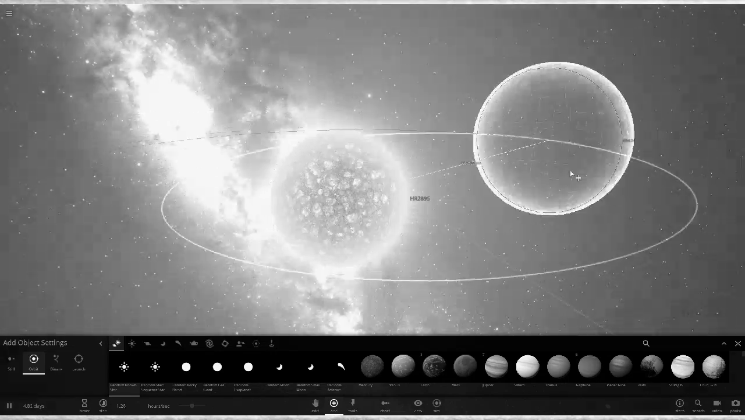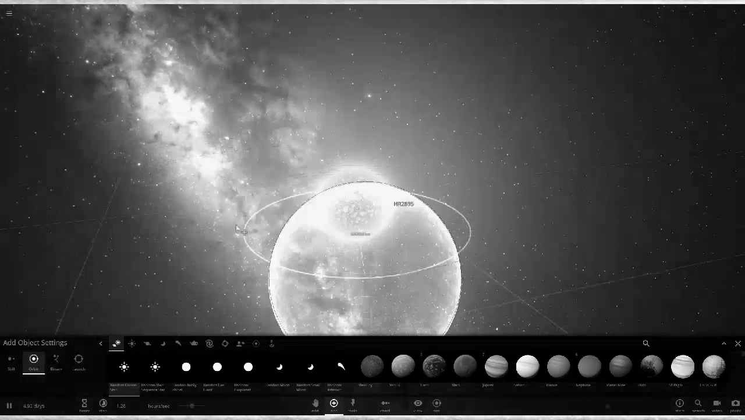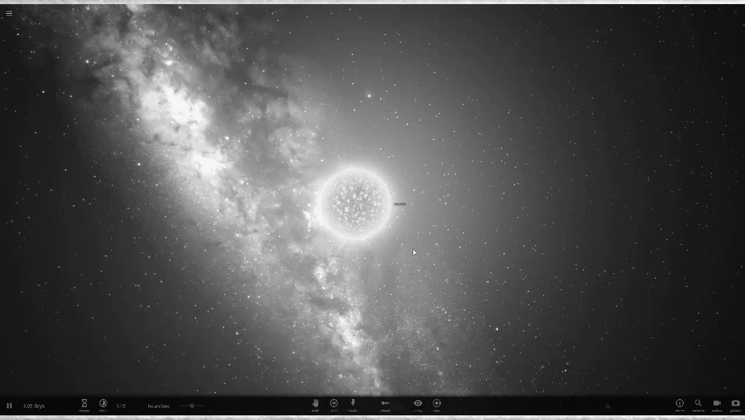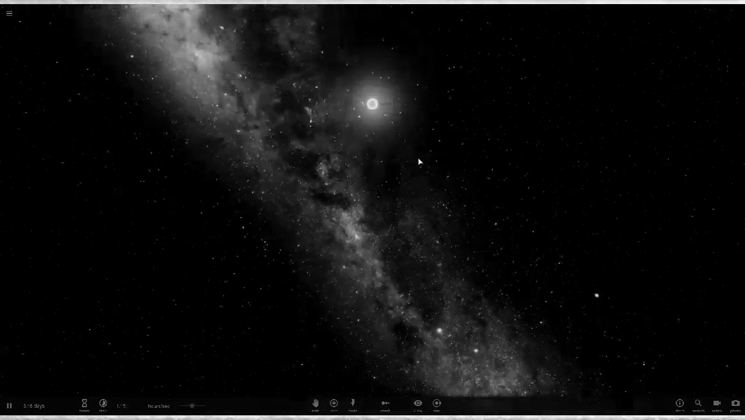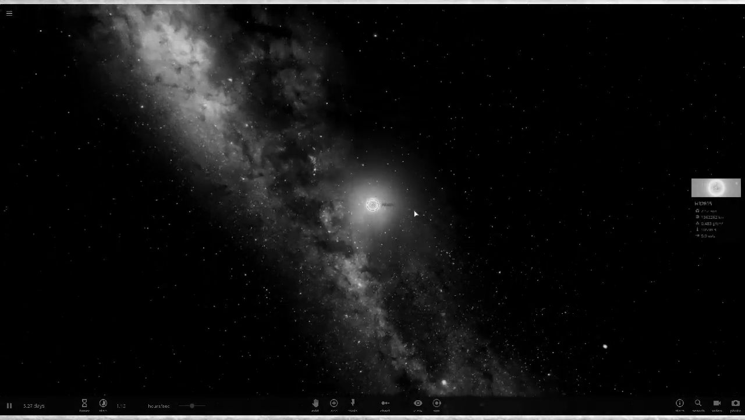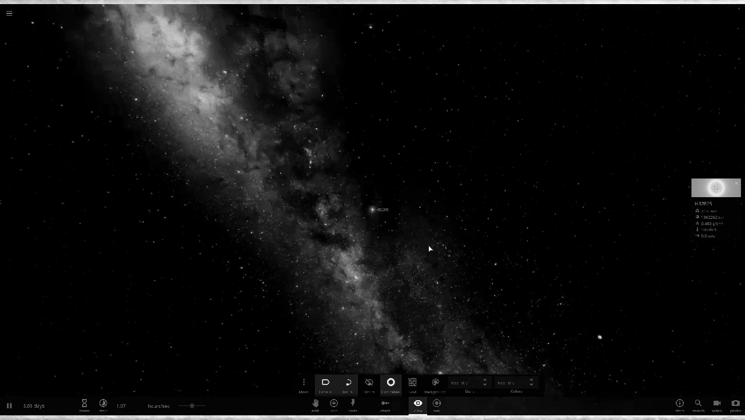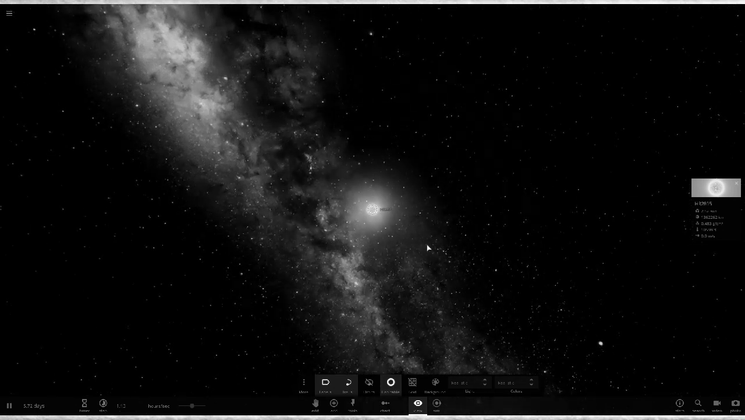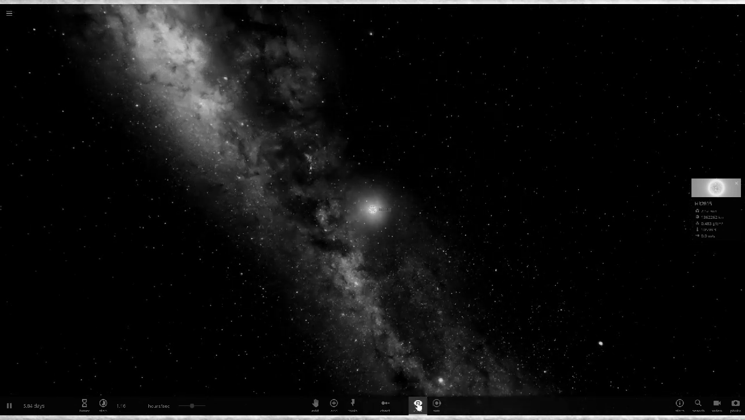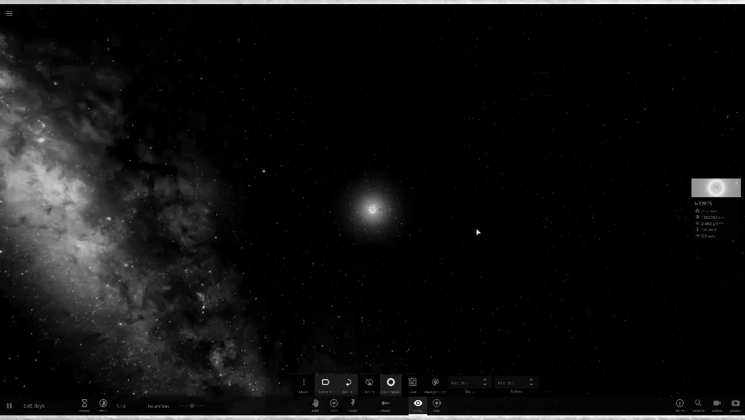You might be thinking, "Whoa, this is a blue giant. It's not going to work." Well, here's the thing. It doesn't matter the size of the star. What you gotta do is view the habitable zone. What? Wait a minute. Why can't I view the habitable zone of this star?